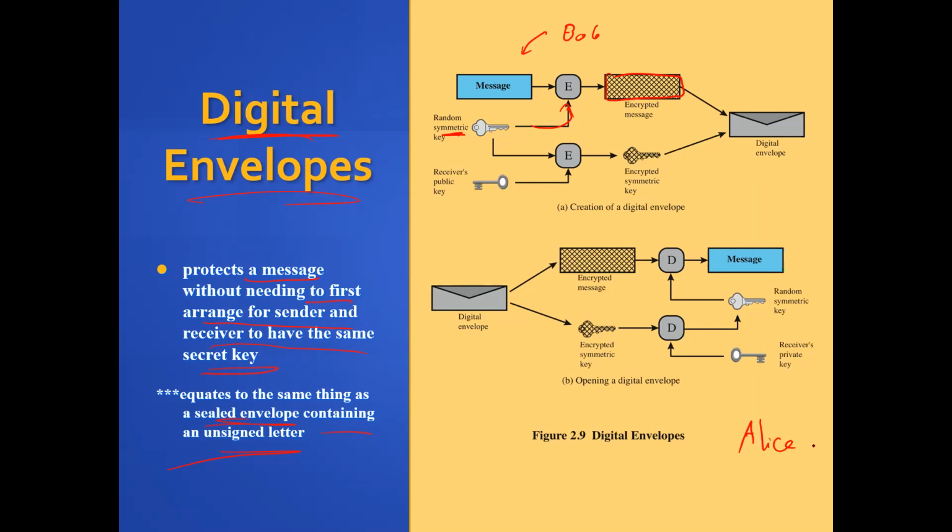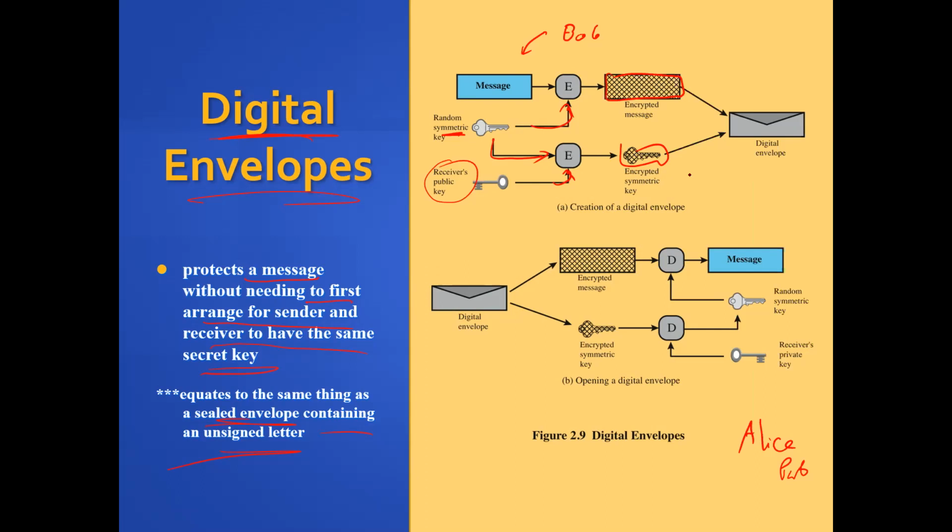So Bob wants to send the key along, and so then Bob will use the receiver's public key, right? So Alice has a public key. Then Bob uses her public key to encrypt the key itself, right? And then that provides an encrypted key. And then now Bob sends both the encrypted message and the encrypted symmetric key all together.